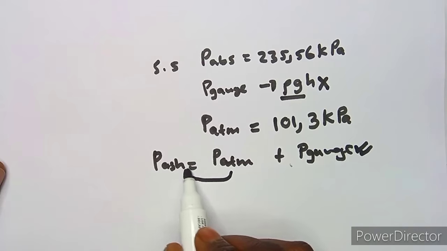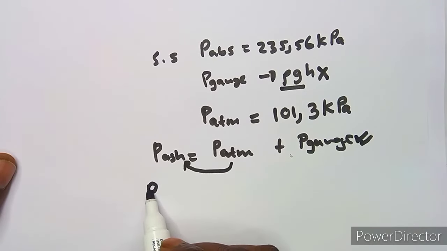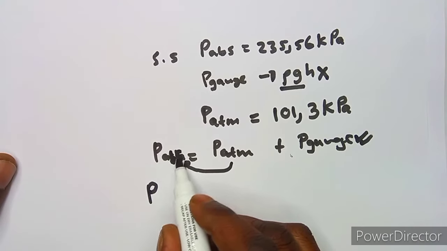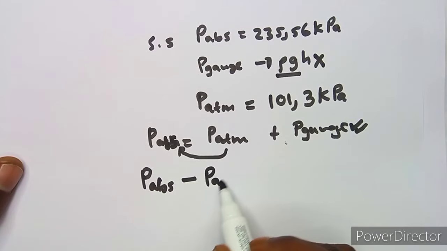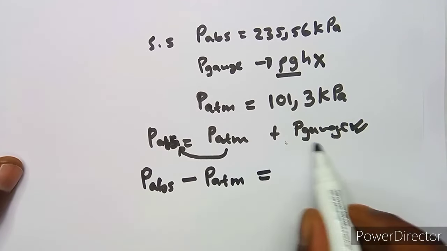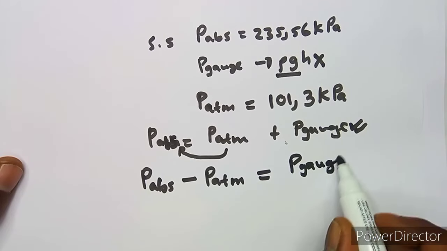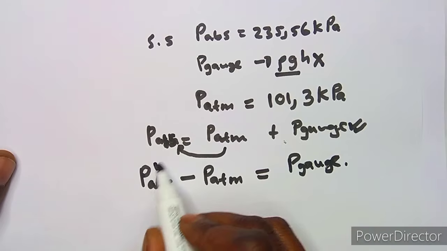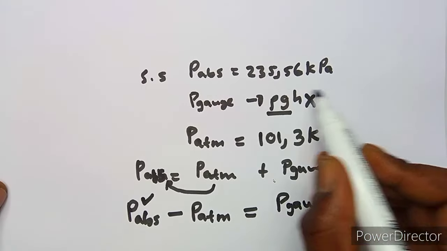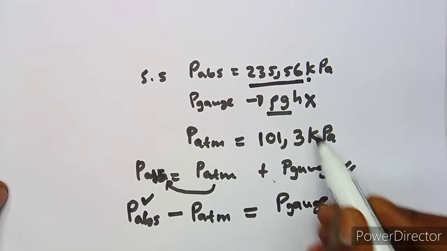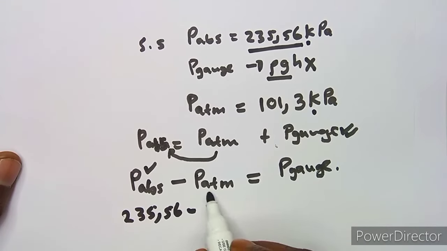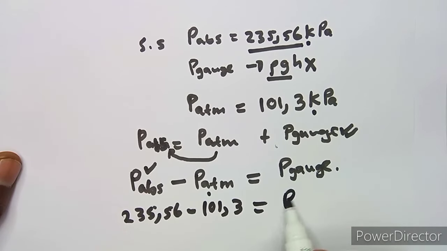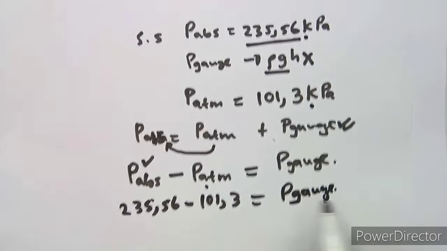We just transpose atmospheric pressure to this side, so it's P absolute, the absolute pressure, minus the atmospheric air pressure, is equivalent to P gauge. So as you can see, we have formulated so that we can have our P gauge, because the absolute pressure is there. Make sure these are in the same units, and these are kilopascals. So we are going to subtract 235.56 minus the atmospheric pressure, which is the air pressure, of 101.3 kilopascals. This will give us the P gauge, which is the gauge pressure.